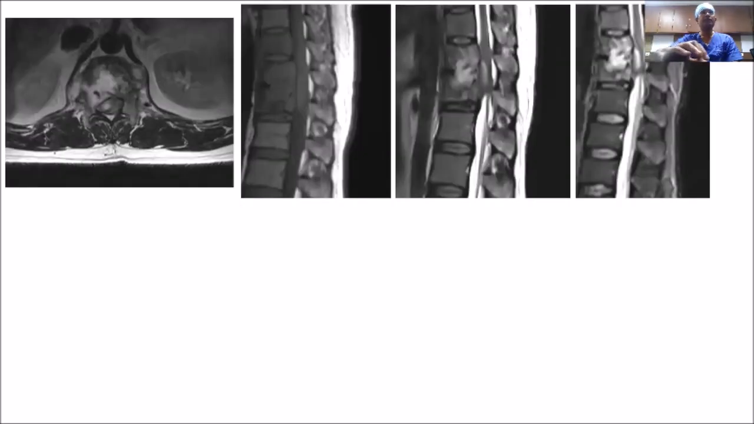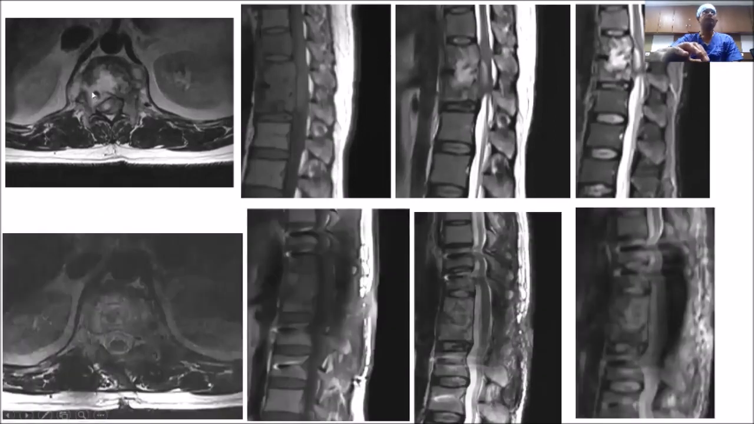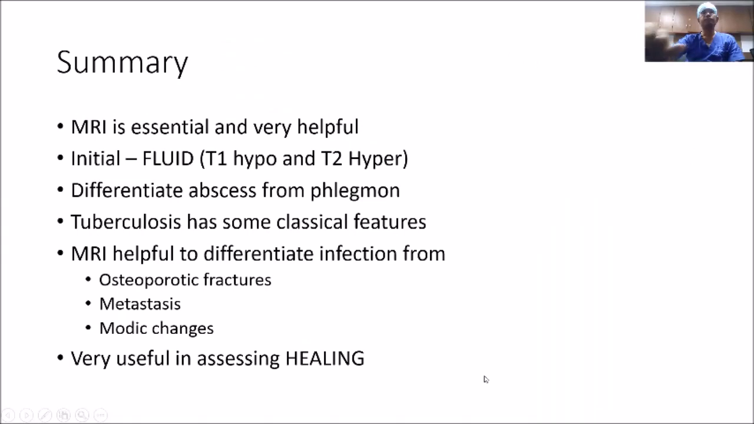So a classical example: a patient with spinal tuberculosis, you can see there is abscess around the vertebra, and abscess within the vertebra, T1 hypo, T2 hyper, STIR hyper. Whereas in the follow-up MRI at the end of 9 months, all the abscess has resolved, and you can see the abscess within the vertebra is resolved. There is fatty deposition within the vertebra, and both the bones have completely fused together.